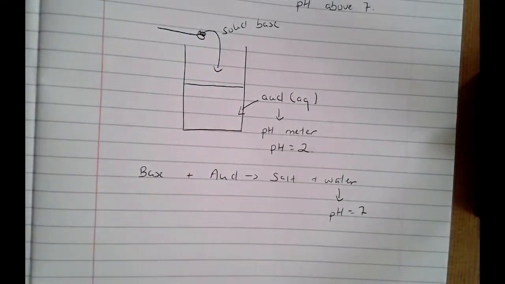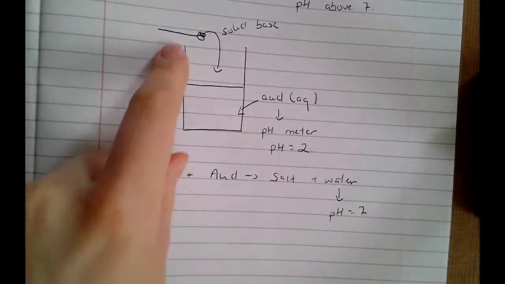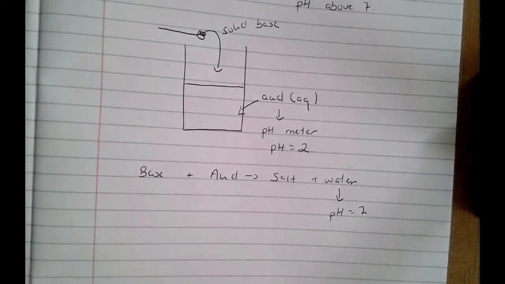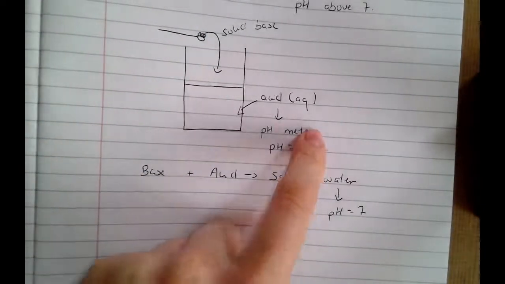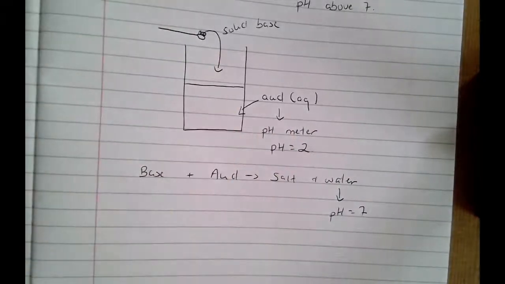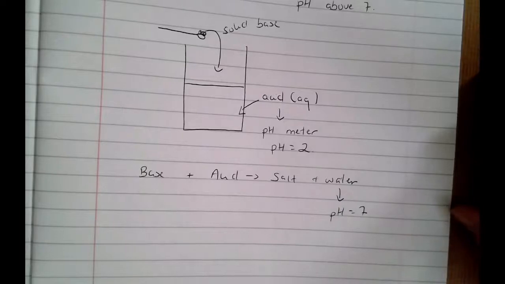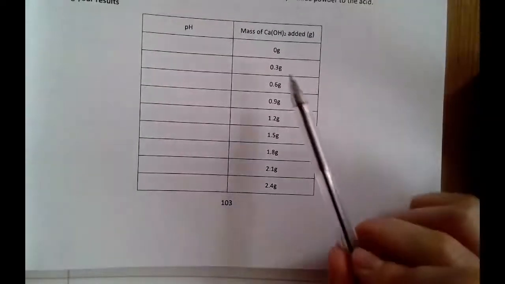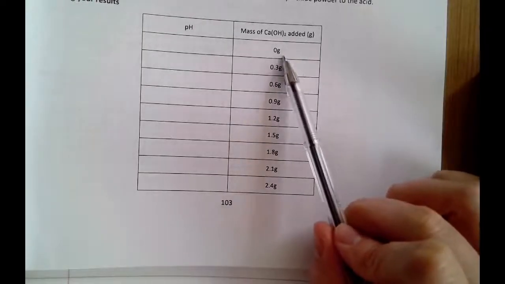acid. So in order to do this accurately, you're going to add a spoonful of base, stir it, and measure the pH. Then you add another spoonful of base, stir, and measure the pH. Another spoonful, stir, measure the pH. So what they did here in the experiment was they measured out precise amounts of the base.